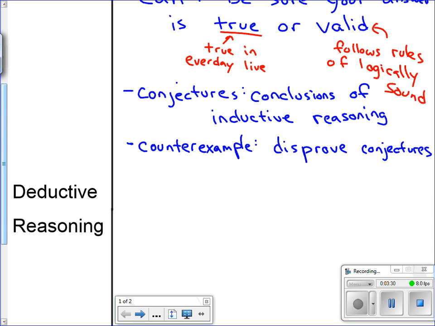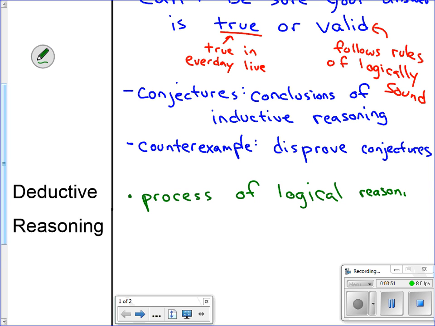Now, another type of reasoning we're going to study is deductive reasoning. Deductive reasoning is a process of logical reasoning. In this case, we know the conclusion is valid.